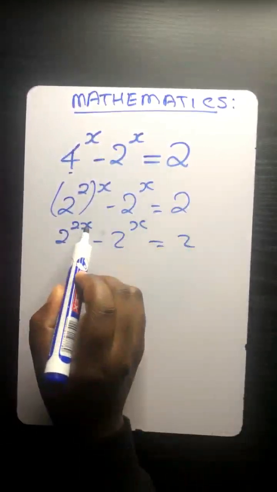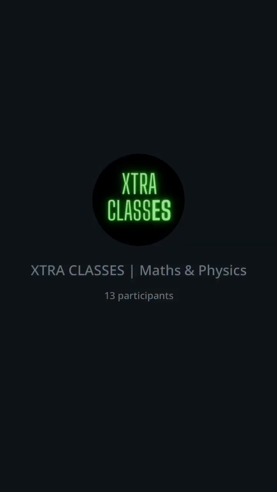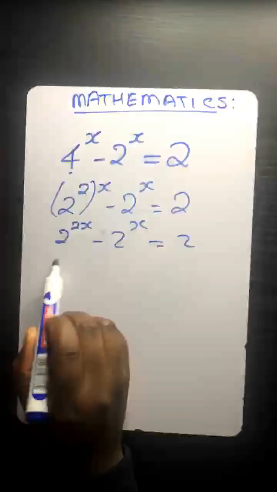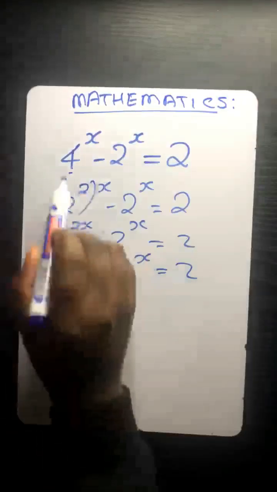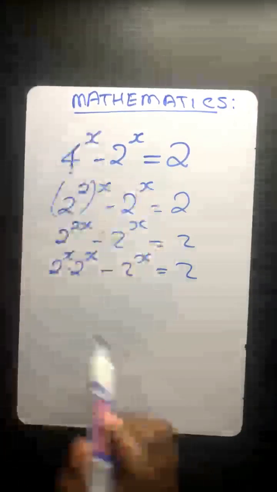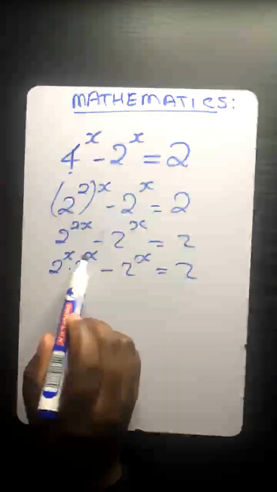But actually, let's see. I'm actually realizing something there, honorable members. How about we rearrange this and write it as 2 to the exponent x times 2 to the exponent x minus 2 to the exponent x equals 2. This thing is the same as that, it is the same as that. Why am I saying that? Because when you multiply the same bases, you add the exponents. x plus x is 2x.